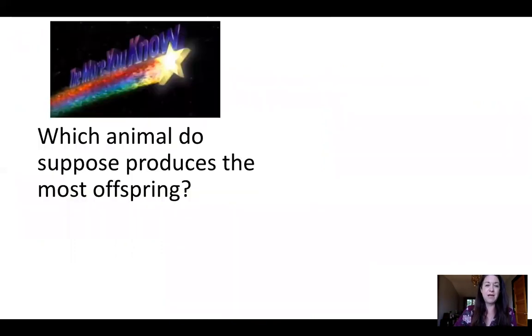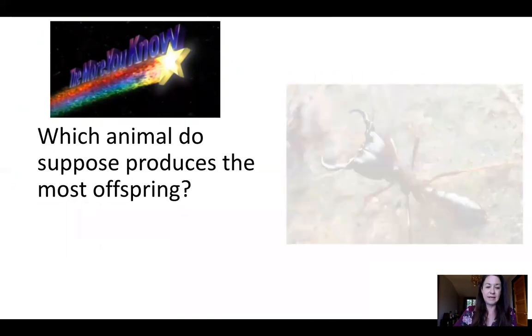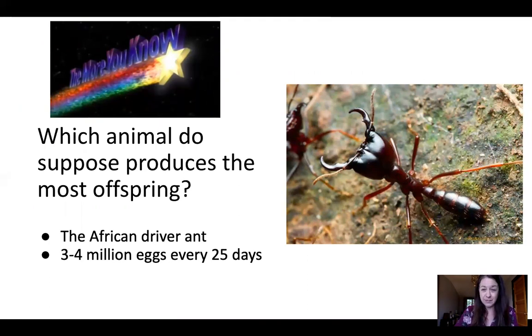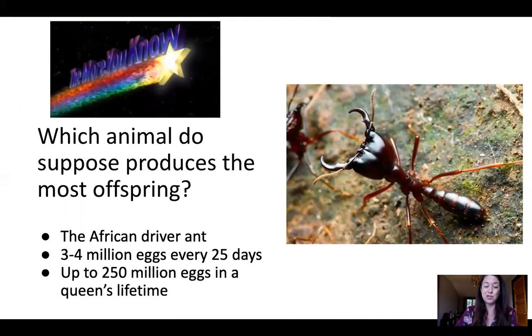Just some informational things here: which animal produces the most offspring? I had to look this up, and it is the African driver ant. Kind of a creepy looking ant when you look at its head. It makes 3 to 4 million eggs every 25 days. So over the lifetime, it can make up to 250 million eggs in one queen's lifetime. That's a lot of kids.